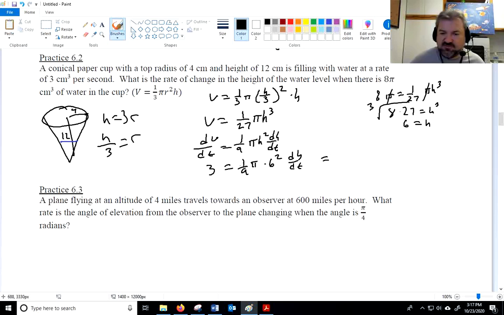So our answer is going to be all this stuff. Well, this 6 squared is 36, and 36 divided by 9 is 4. So this is really just 3 over 4 pi is equal to dh/dt. And that is in centimeters per second.